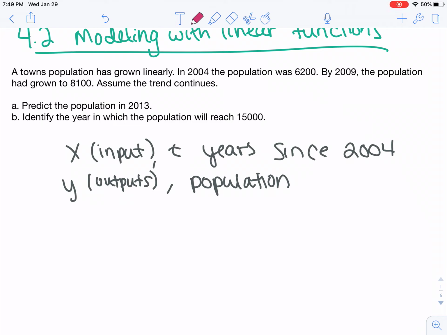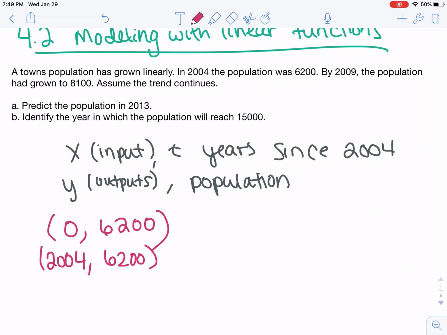Because that change is going to be the same. So, since we're saying that T is the year since 2004, I'm going to write my ordered pair as, if 2004 is my initial year, that's 0. And the population in that year was 6,200. But again, if you wanted to write this as 2004, comma, 6,200, you could do that as well. They're both going to yield the same slope, okay?